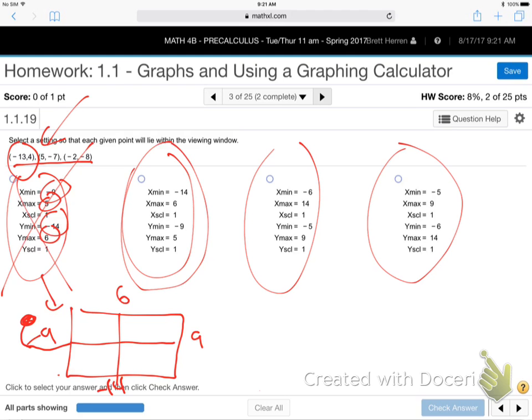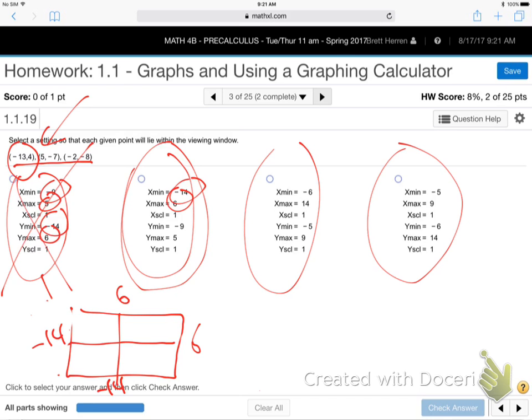Is this one far enough back? Yeah, that one goes back to negative 14 now. The second one, negative 14. So that one would be on the radar. That wouldn't be in the window. And over to positive 6, right? The x min, the x max. See what I'm looking at there?